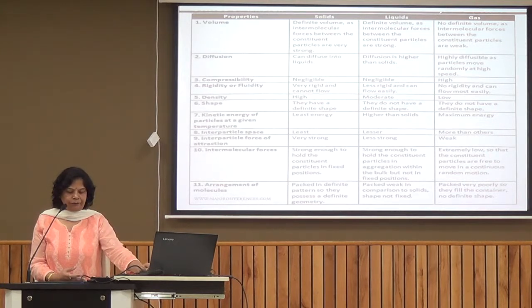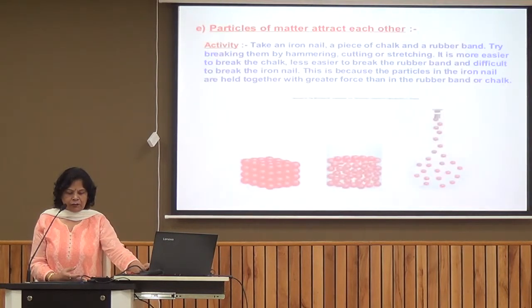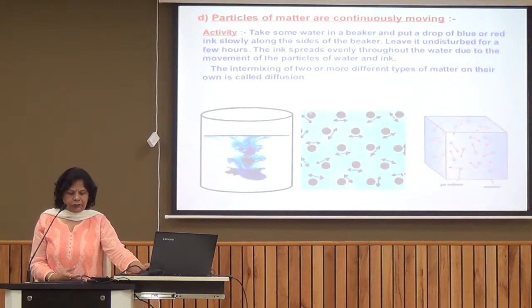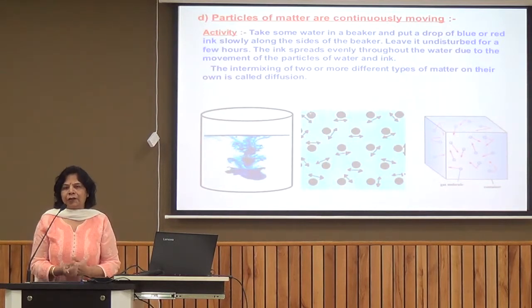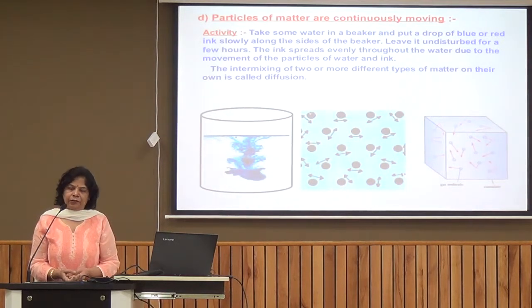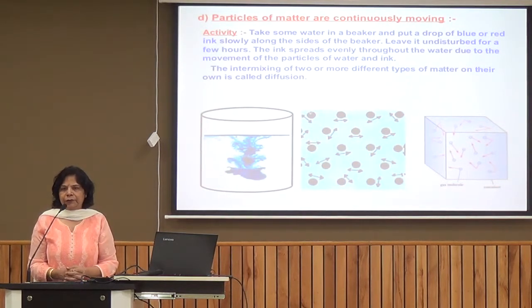Now, based on the property that particles are moving, all particles of matter are moving all the time. So one type of matter mixes with another type of matter if they are kept in contact. This process of intermixing of matter of two or more different types we call diffusion.